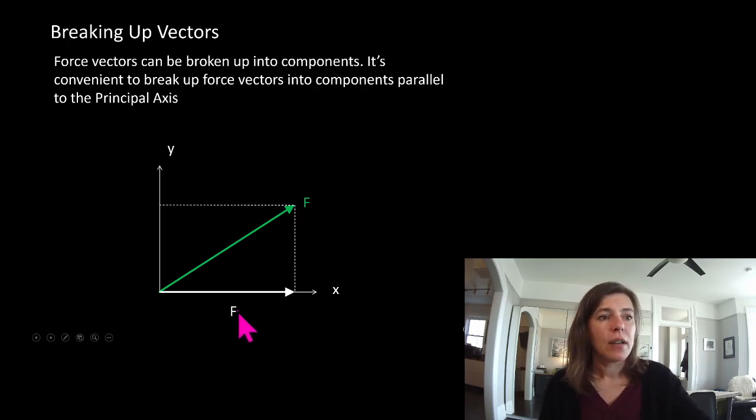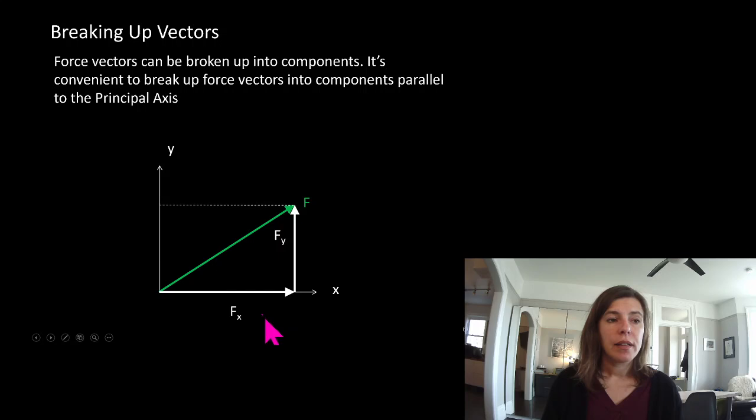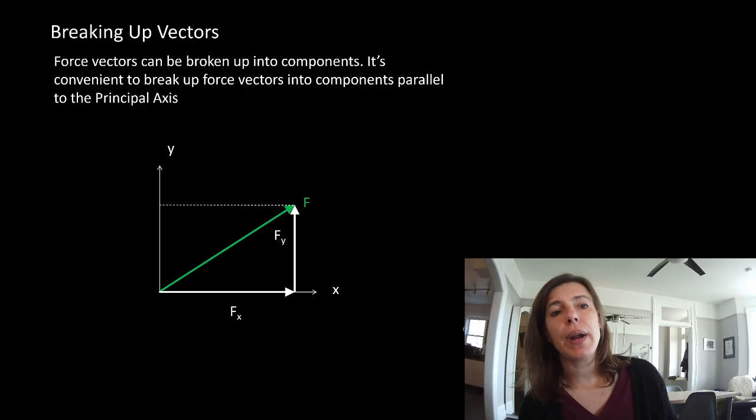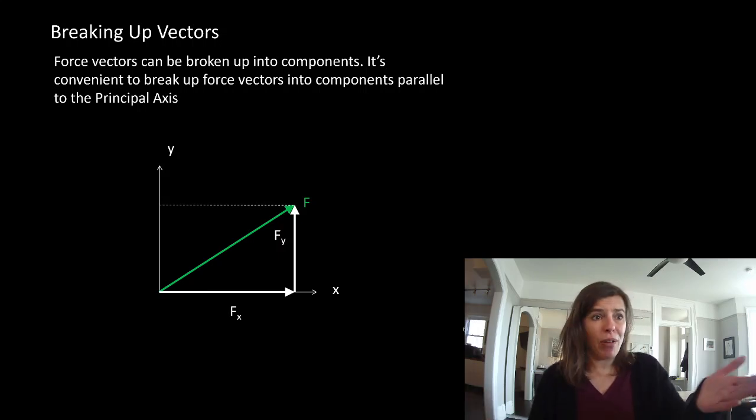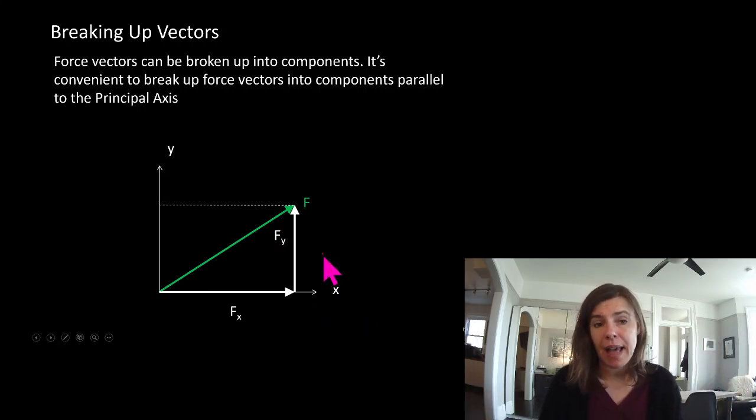Let's see. Force X, force Y. So I could have called this force 1 and force 2. That's totally okay. But since I'm breaking it down into X and Y, I thought I'd call them parallel to the X axis and parallel to the Y axis. Why not call them X and Y? It means that maybe I can linearly add it up with something else later.